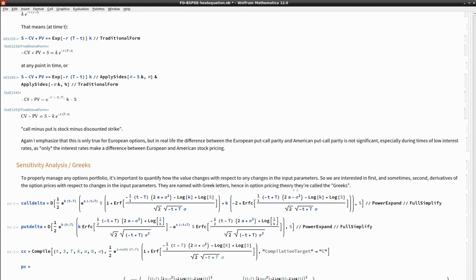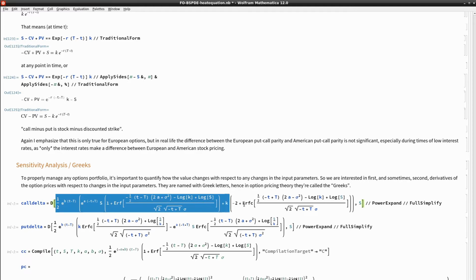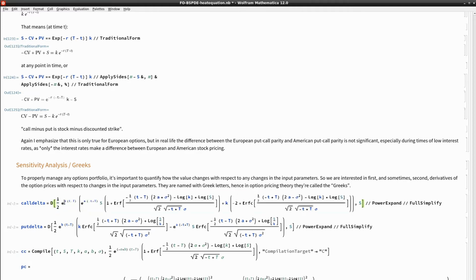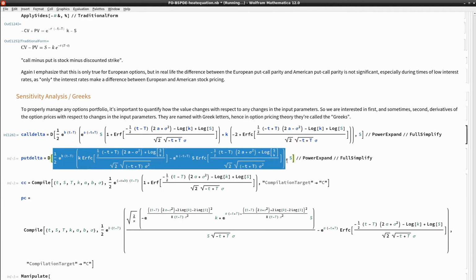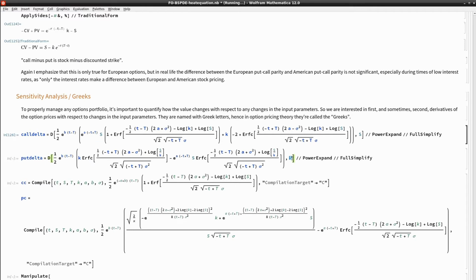So let's start with delta. So this is the European call price formula, and we take the first derivative with respect to the stock price. That is called the call delta. And the same for the put delta. So I just take the European put formula, differentiate with respect to the stock price. That gives me the put delta. So these are the European formulas for that.